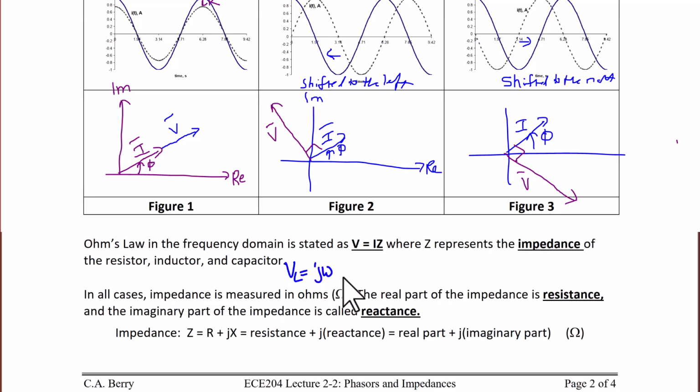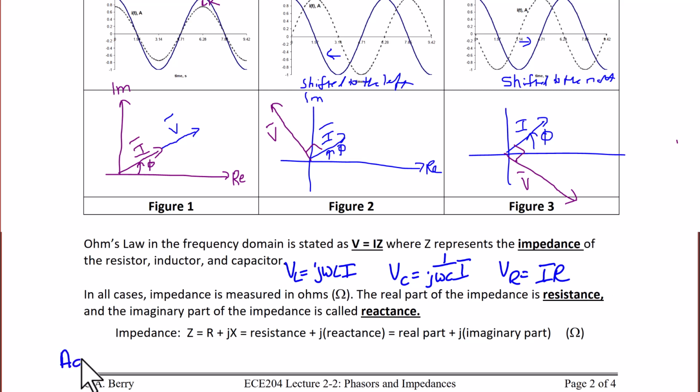Ohm's law in the frequency domain is stated as V equals I times Z, where Z represents the impedance of the resistor, inductor, or capacitor. So the voltage across the inductor is j omega L I, the voltage across the capacitor is 1 over j omega C times I, and the voltage across the resistor is I times R. So what you see here is that in the frequency domain, the resistor impedance is the only one that's the same as the time domain impedance.